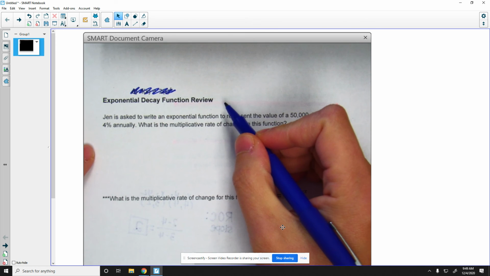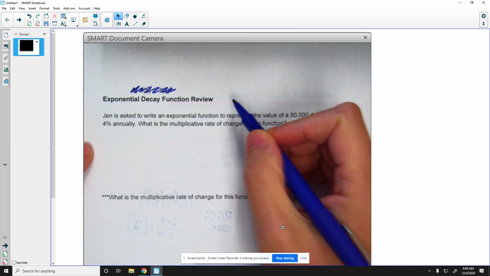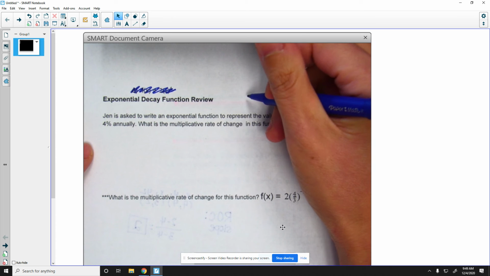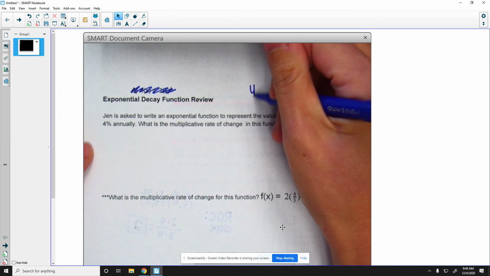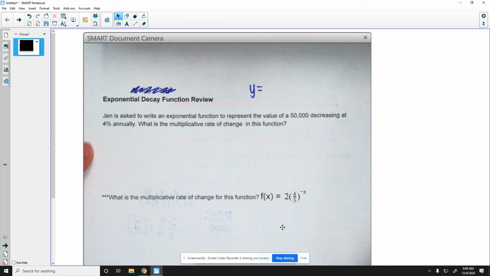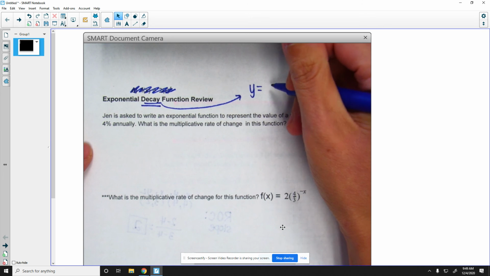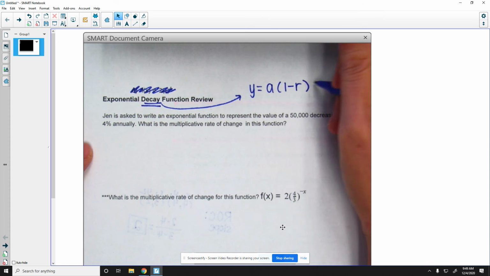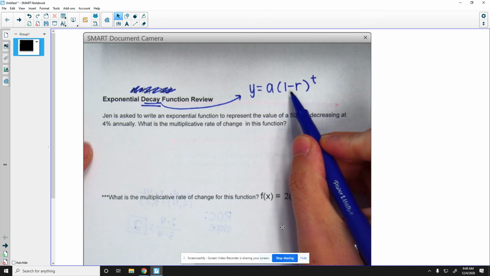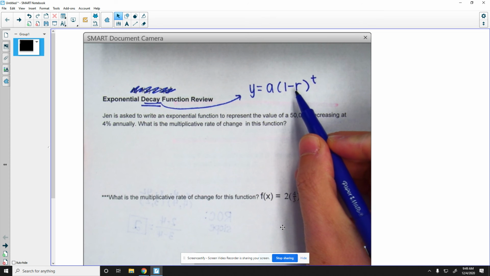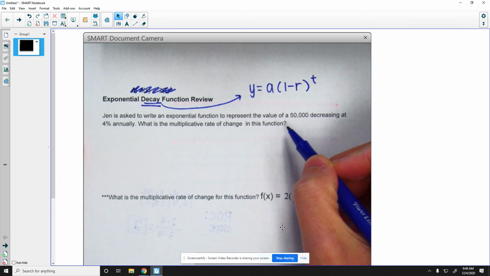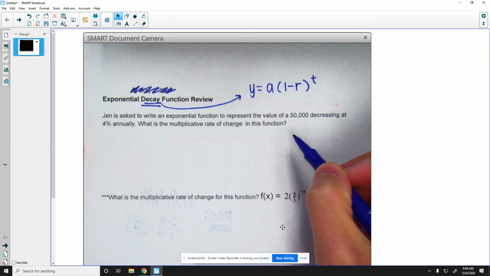So let's go ahead and write the formula, okay? So the formula for exponential decay is going to be y equals, or f of x, right? It doesn't matter. Y equals and f of x is the same thing. So y equals a, parentheses, 1 minus r to the t power. So remember, decay means minus, growth means plus, okay? So you just have to read really carefully.